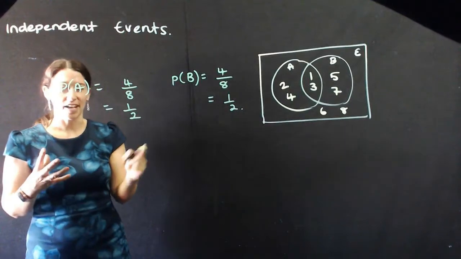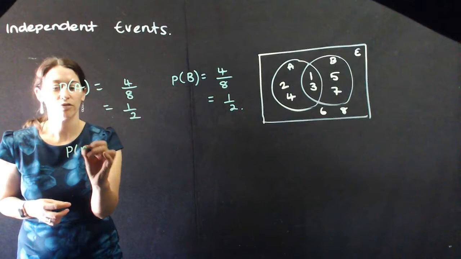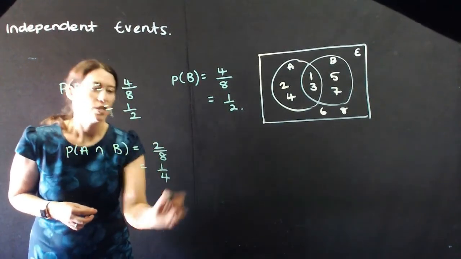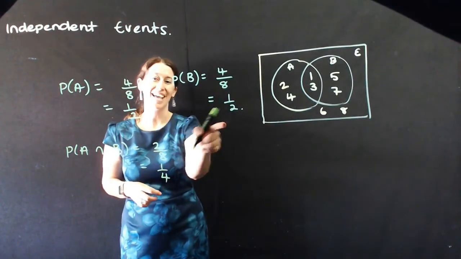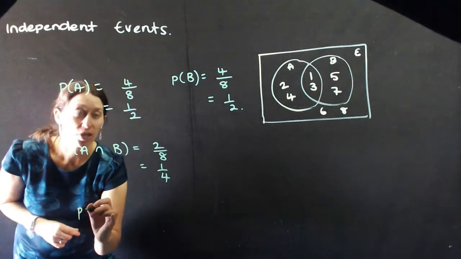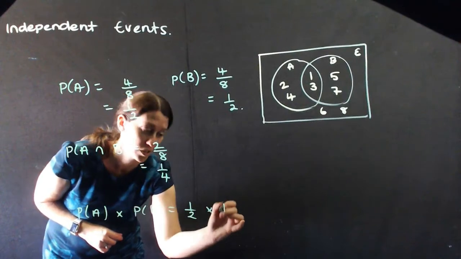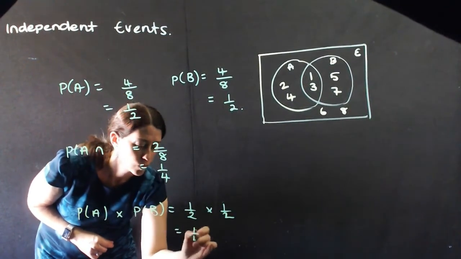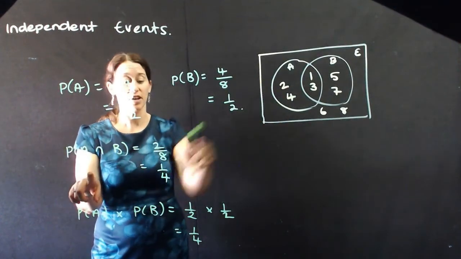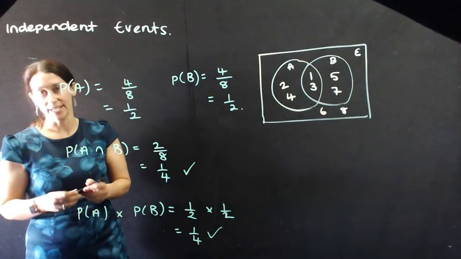Now, let's look at the intersection. The intersection of A and B is just this section here, which is 2 out of 8. So we found that from the Venn diagram, which is a quarter. Now, if A and B are independent, when we multiply them together, we should get this number here. So let's try it. The probability of A multiplied by the probability of B is 1/2 times 1/2, which is a quarter. Because this would equal the intersection, and we see from the Venn diagram that it's a quarter, these two are equal. So yes, we can say that A and B are independent events.